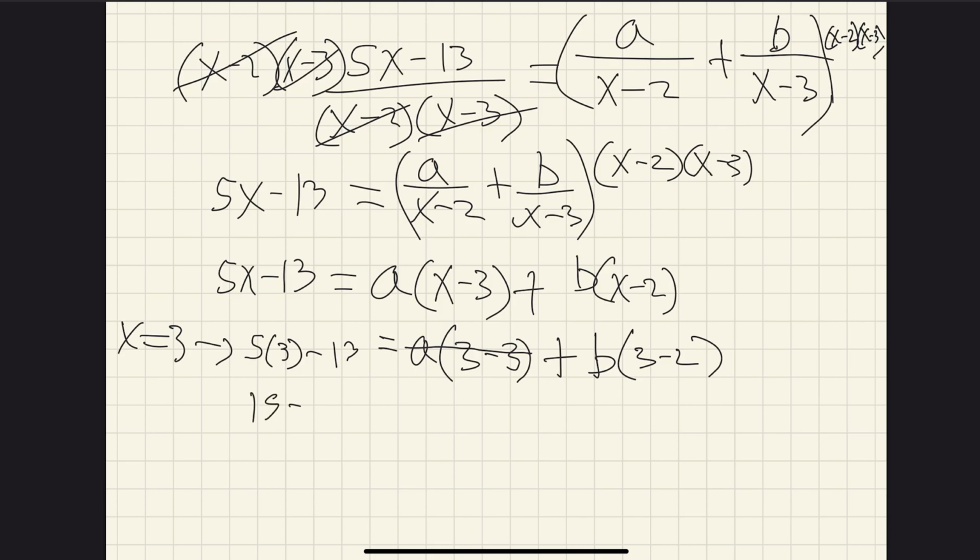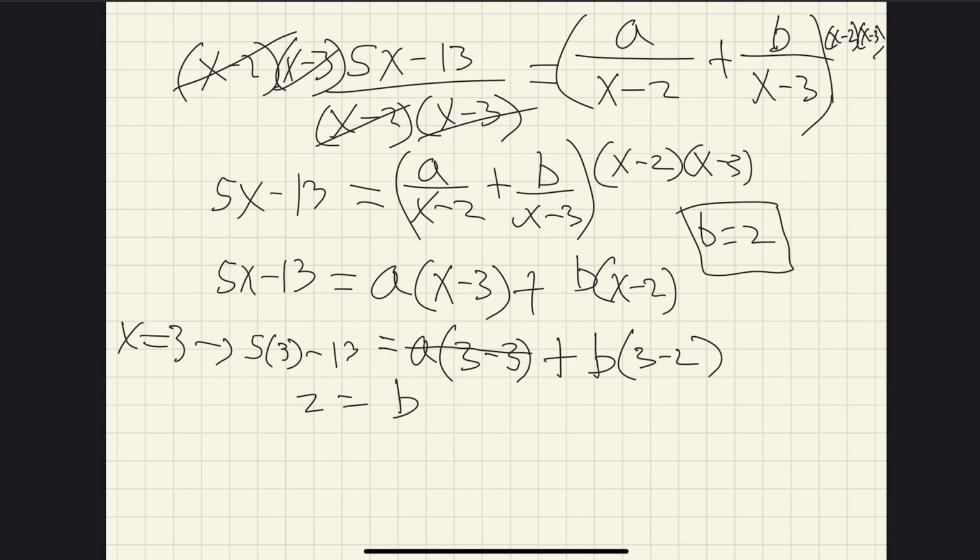We're going to get 15 minus 13. 15 minus 13 is just 2, so I'm just going to write 2 equals nothing here, since that's just 0. B times 3 minus 2. 3 minus 2 is just 1. Anything times 1 is itself. So we have b, I'm going to write it up here, equals 2.